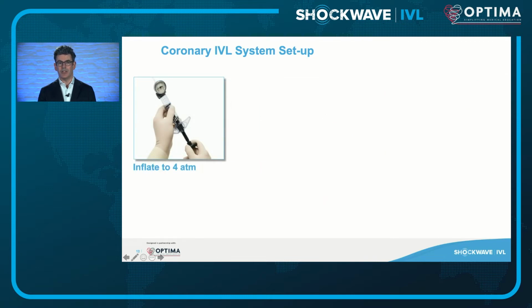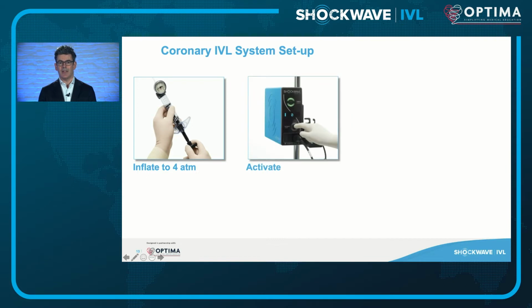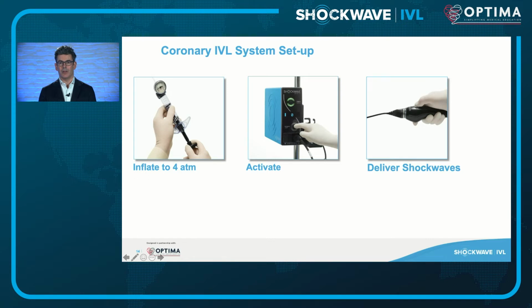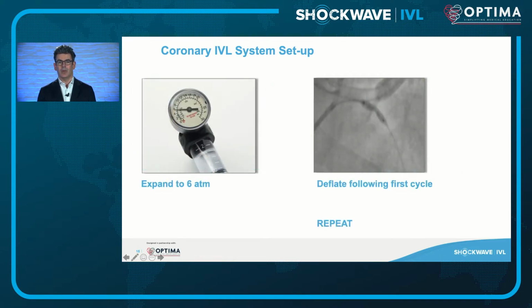Once the balloon is in position, inflate it to 4 atmospheres, activate the energy, and then deliver the shock waves with a press of the button on the connector cable. Once the energy has been delivered, expand the balloon further to 6 atmospheres, then deflate the balloon following the first cycle, and then repeat.